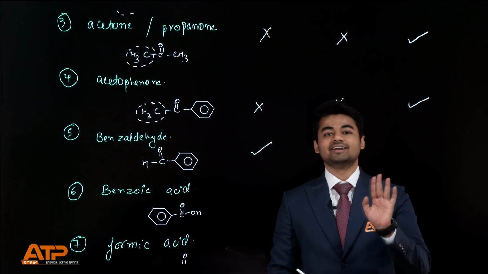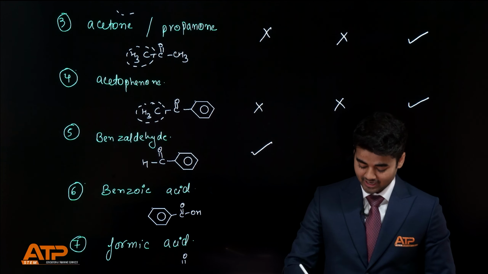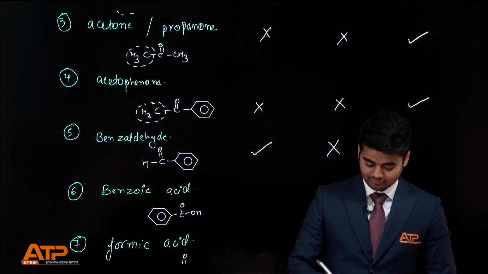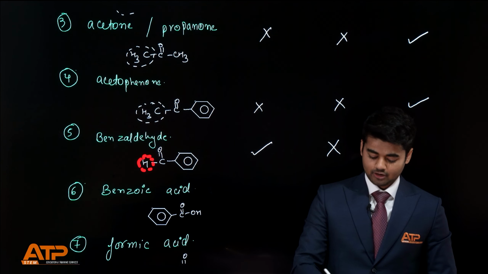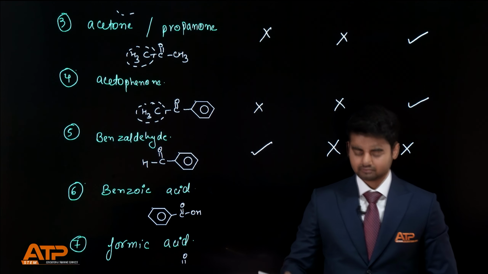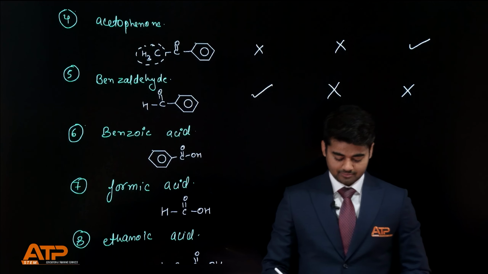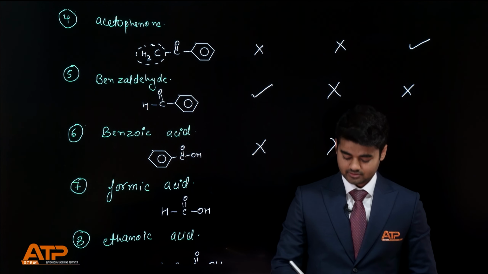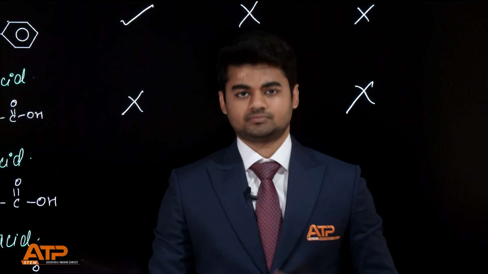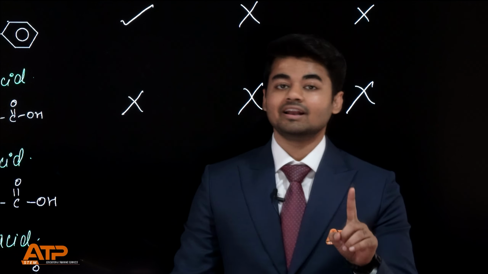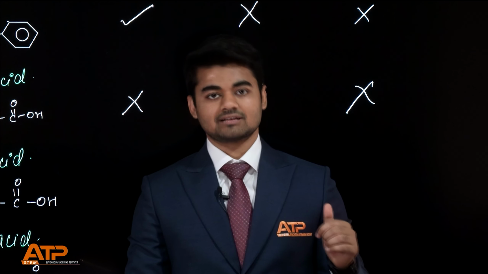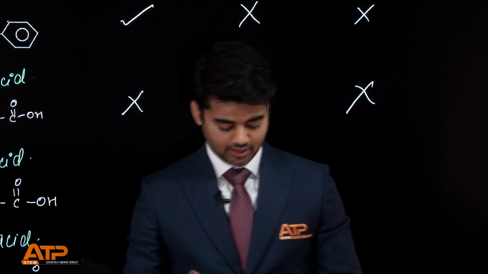Fehling's reagent, no, it is not given by aromatic aldehyde. Okay, we need a methylated system for iodoform, no. Moving on, benzoic acid, Tollens, no. Fehling's, no. Iodoform, no. One acid used to give Tollens and Fehling's test, that special acid was formic acid, just that. Benzoic acid, none of them.